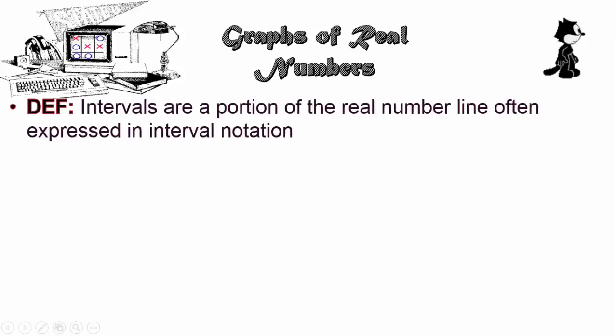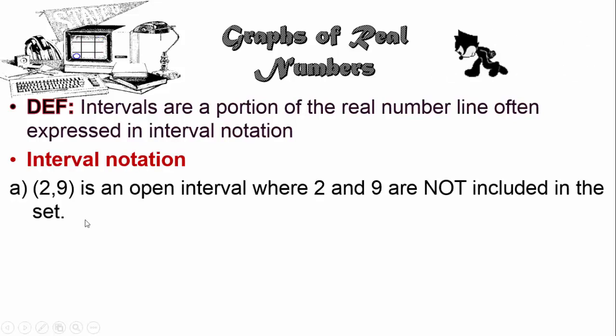There are two different types of notation that we're going to use. We're going to use something called set builder notation. That's the one with the squiggly brackets. And the other one is called interval notation. Intervals are a portion of the real line often expressed in interval notation. For example, an interval with round brackets, in this example (2, 9), is an open interval where 2 and 9 are not included in the set.